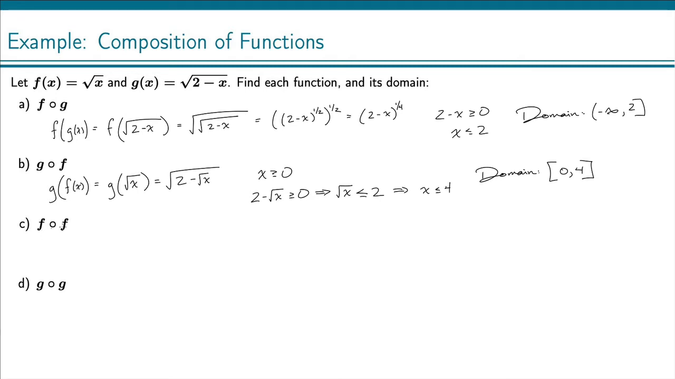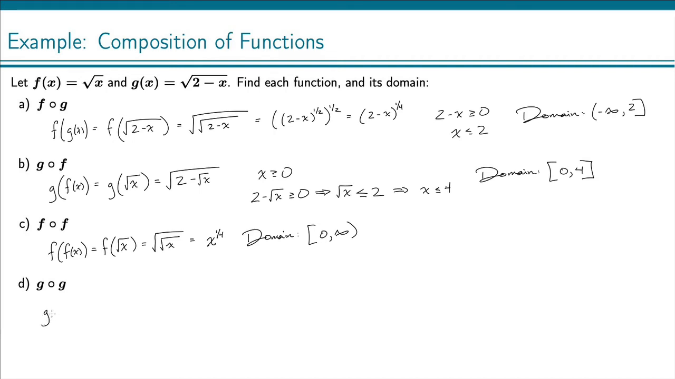For f composed with f, this is f of f of x. So first doing the inner f of x, that's the square root of x. But then I need to take that square root of x and plug it in to the function f, which takes another square root. So this is the square root of the square root of x. And again, just like up here, now we've got a square root of a square root. That's just the fourth root, or x to the 1/4. And for our domain, this is very straightforward. Of course, we're doing an even-numbered root, so that thing must be greater than or equal to 0. So 0 to infinity.